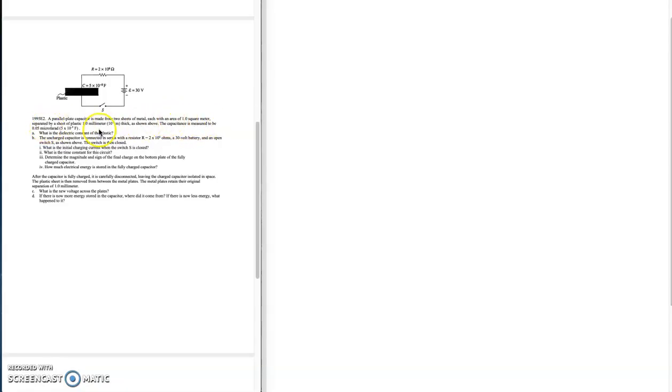All right, they give us the dimensions of the capacitor. We have an area of a square meter. Sheet of plastic is a millimeter. They convert it for us. How nice of them. And then we measure the capacitance directly. Then for part A, they want to know what is the dielectric constant of the plastic.